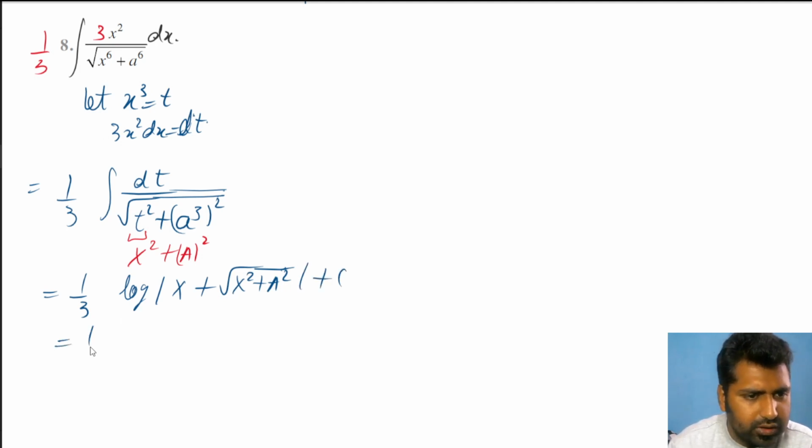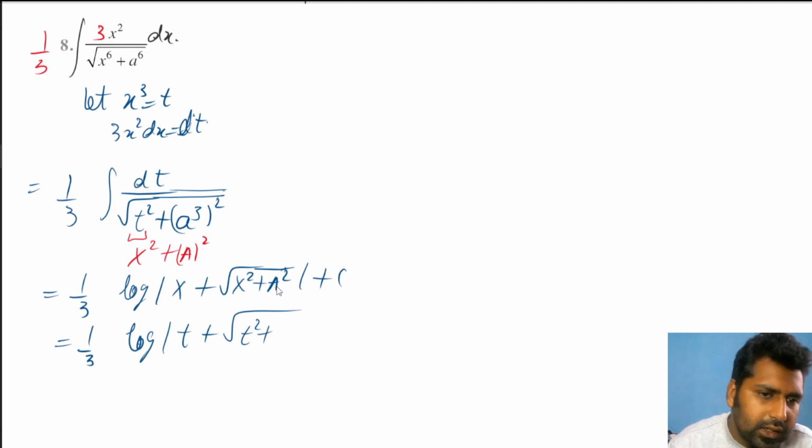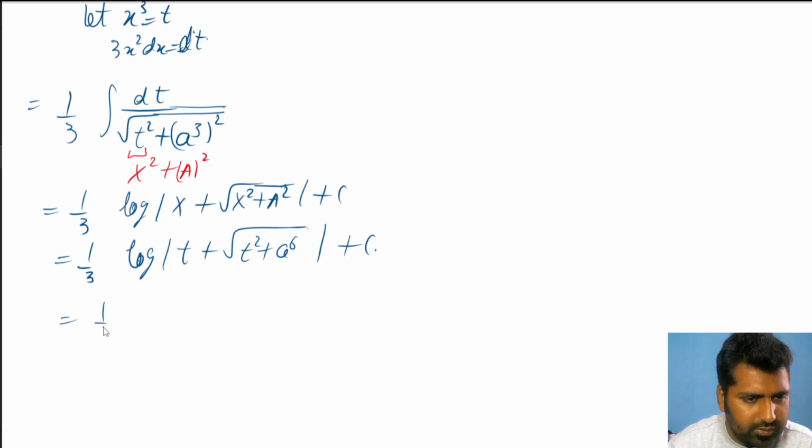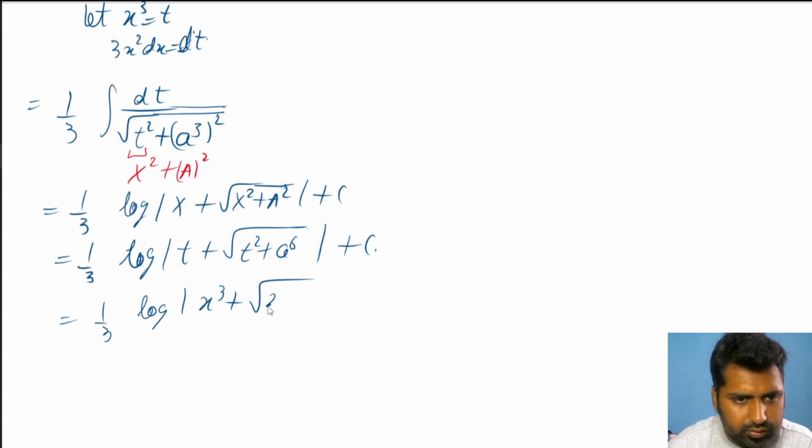plus c. So 1 by 3, what was our x? Actually it was t, so t plus square root of t square plus a cube, again whole square, so same thing, a raised to power 6, plus c. So this is 1 by 3 log, what was our t actually? T was x cube, so x cube plus square root of x cube whole square is x raised to power 6 plus a raised to power 6, plus c. That's the answer.